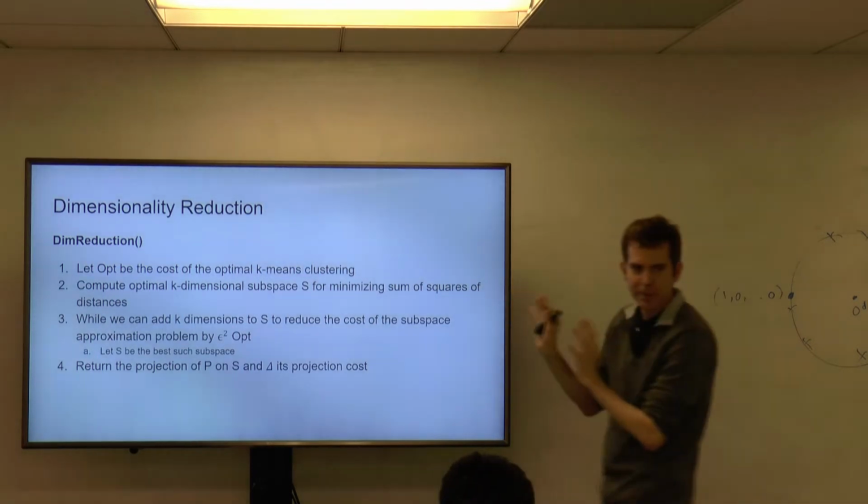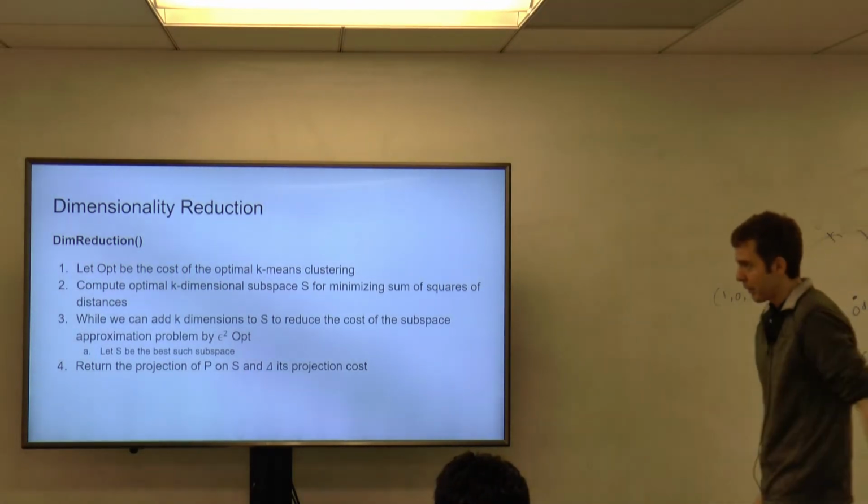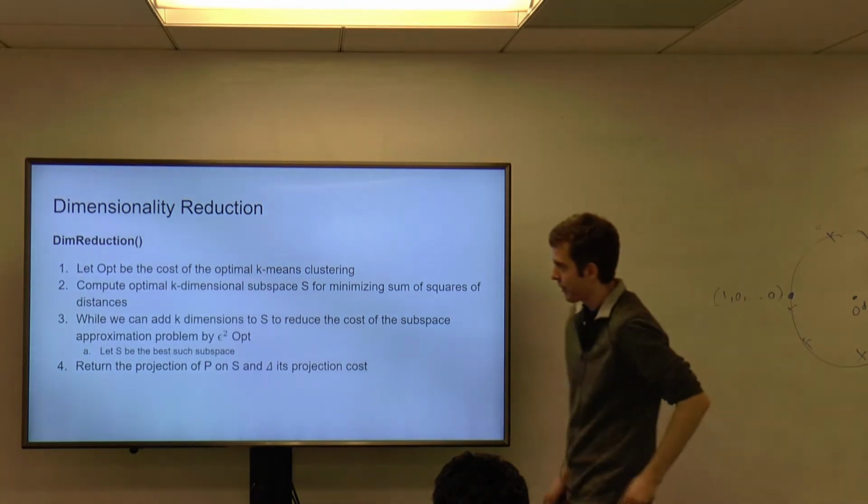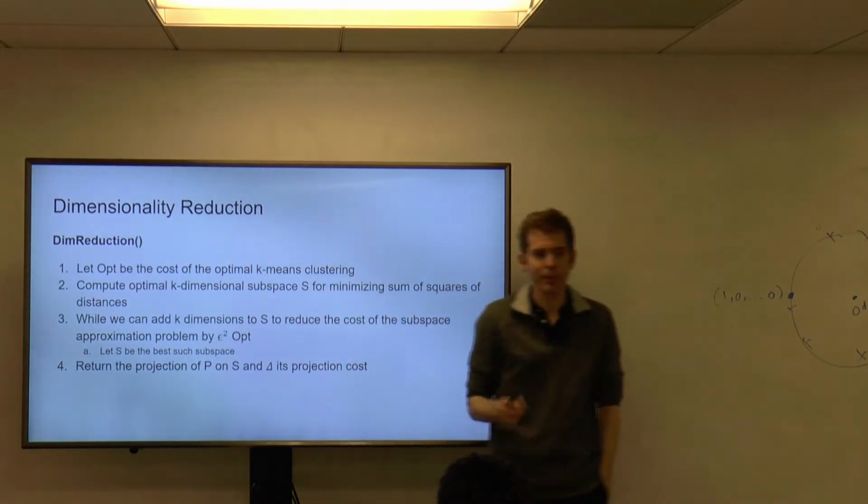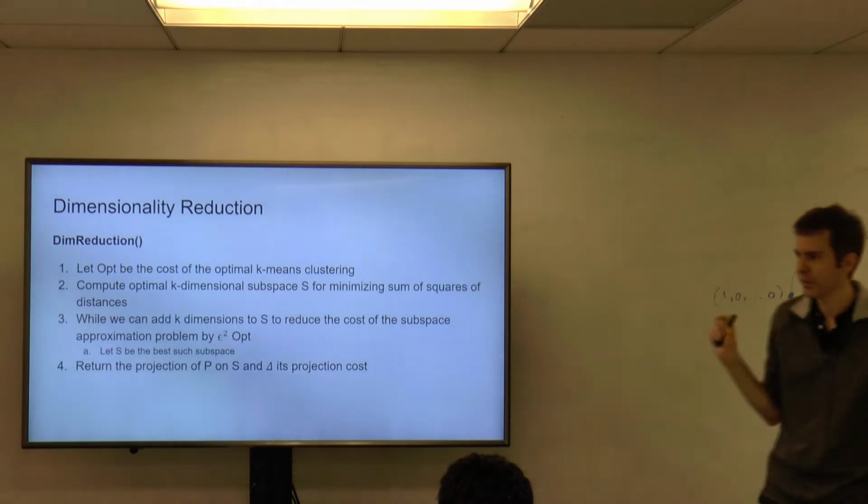Okay, here's the main dimensionality reduction procedure, and this is for k-means. I'm just going to talk about k-means first. So let me just describe it existentially first. Let opt be the cost of the optimal k-means clustering. Suppose you somehow know this.